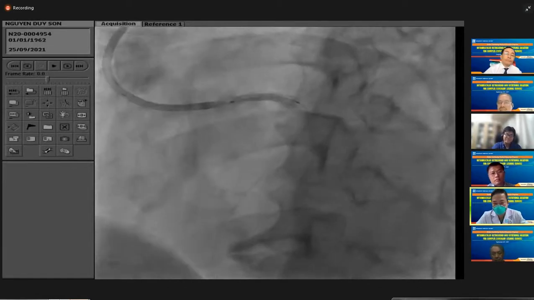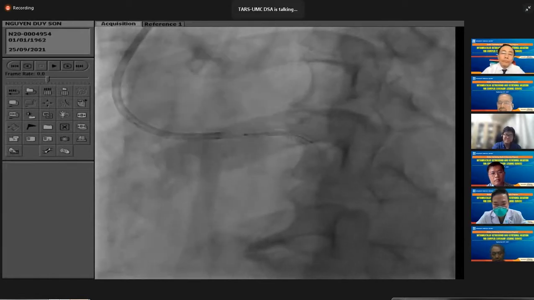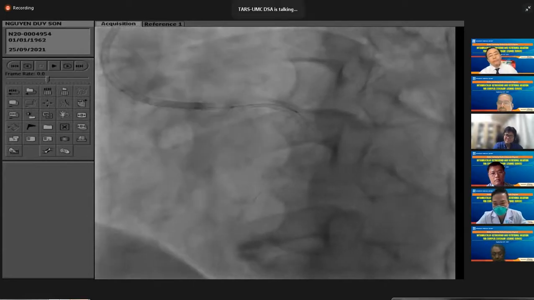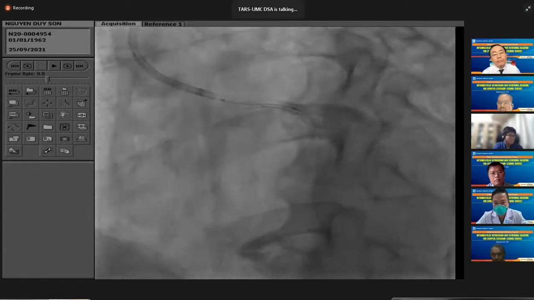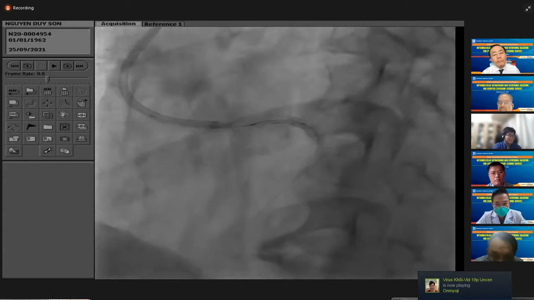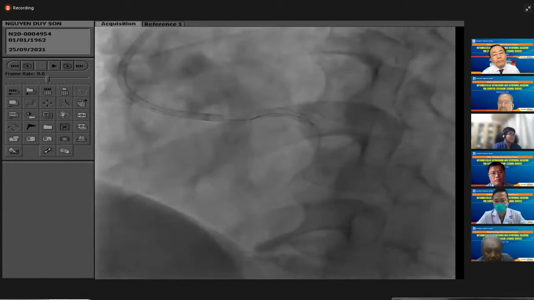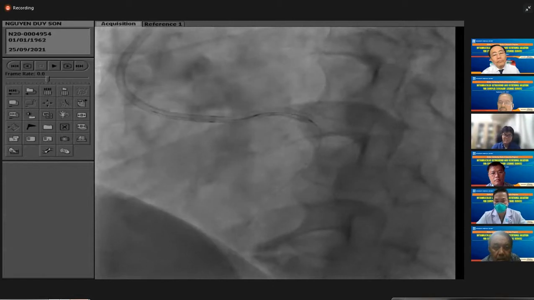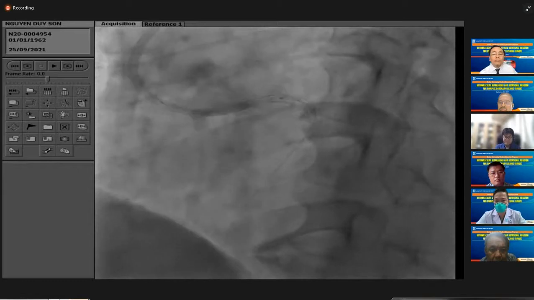Dr. Hoa, want to advance more? Yeah, but it's okay now. I think advancing more is a good option, because if you do redo PCI and the stent protrudes too much from the left main into the aorta, maybe we will have difficulty engaging the guiding catheter and also the balloon. Okay, open again. No. Okay.